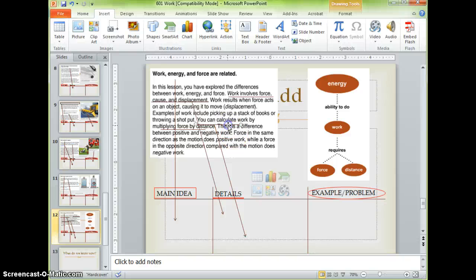It also talks about positive and negative work, right? Positive and negative work. And those are more details. You can put those down in the details part. Let me make that arrow just a little shorter. There we go. You can put those details down there, right? Okay. So those are details that you can include in your notes. And then you can put some examples that we learned about right here.